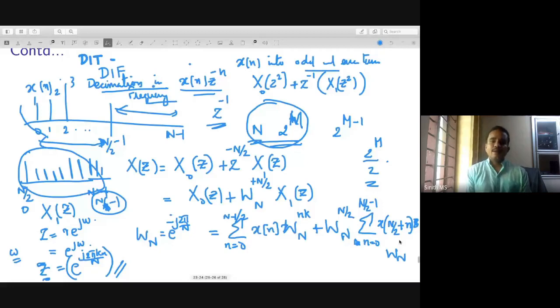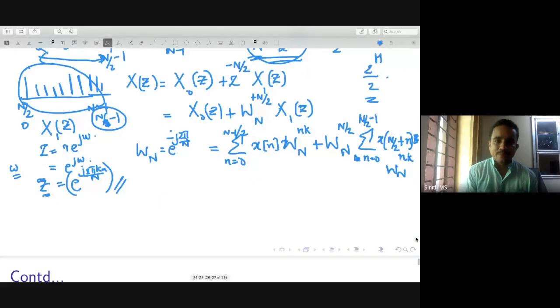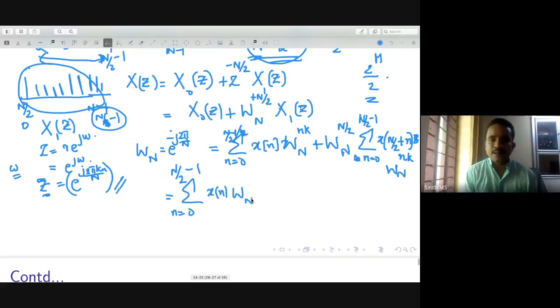Okay, so effectively we have, I'll write it here. Sigma n equal to 0 to n by 2 minus 1, not n minus 1 by 2, n by 2 minus 1, xn Wn raised to nk plus, what is Wn raised to n by 2?